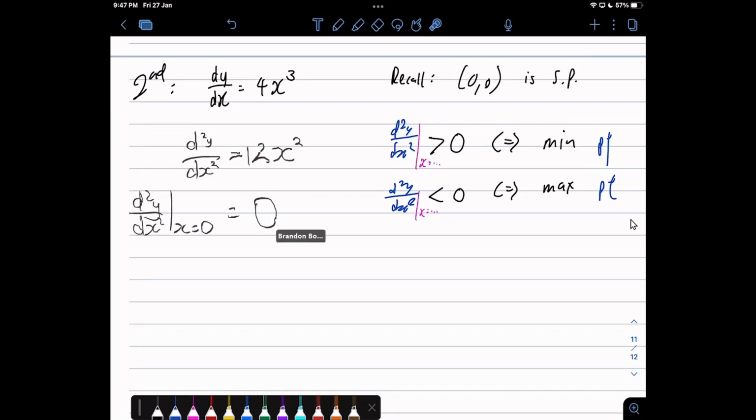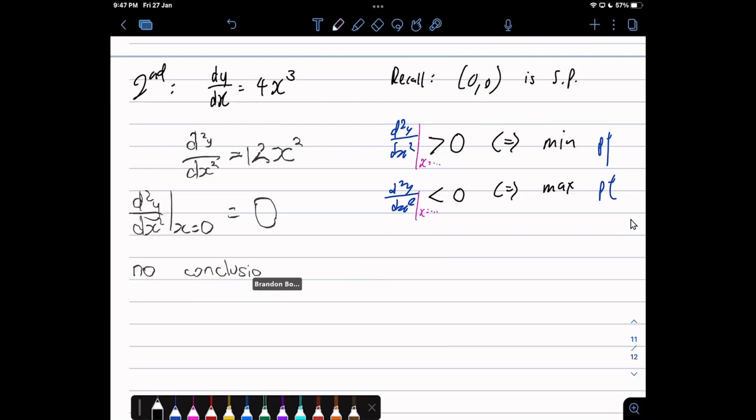x is 0. 12 times 0 squared is 0. Does it fall into any of these categories? No. So what's the conclusion? Inflection, no conclusion. We cannot conclude anything. So you see, you spend so much time trying to find the second derivative test, but you make no conclusion.